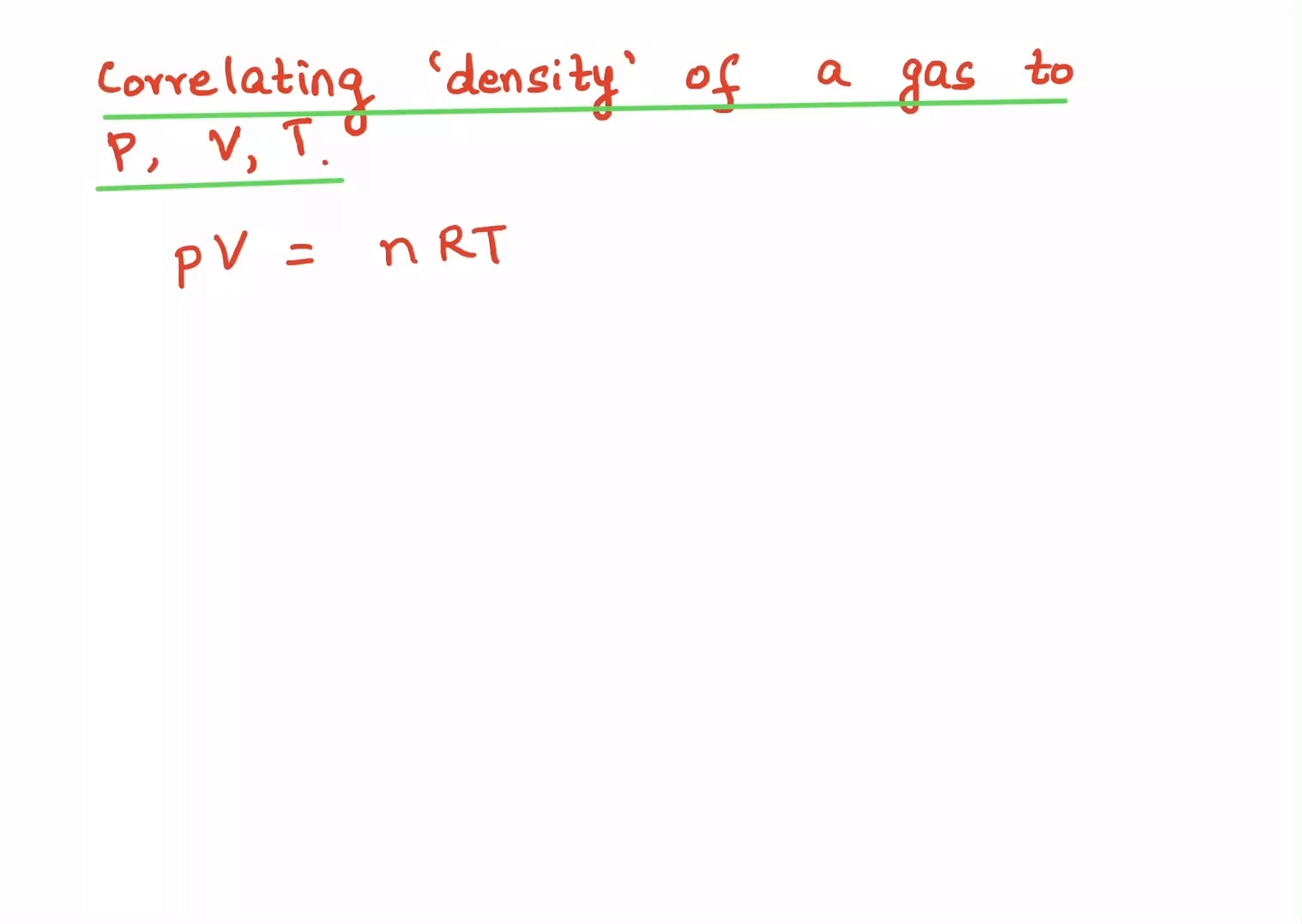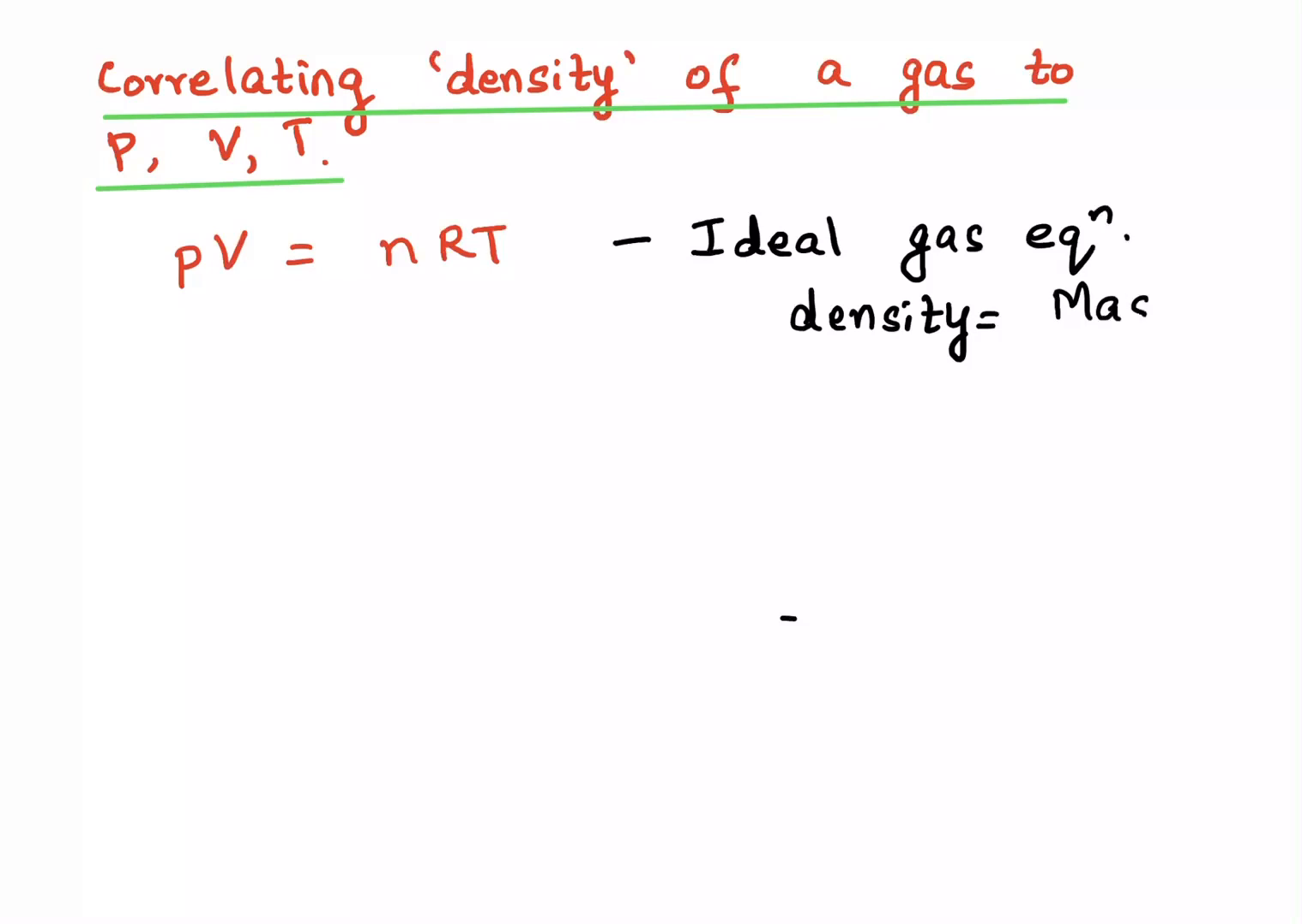Let us correlate density of a gas to pressure, volume, and temperature using again the ideal gas equation, PV is equals to nRT. It's simple, right? If you know that density is the mass per unit volume of a substance, so mass divided by volume. So the challenge today is, can you derive an expression for density from the ideal gas equation? Try it before you go on to see what I am going to do.